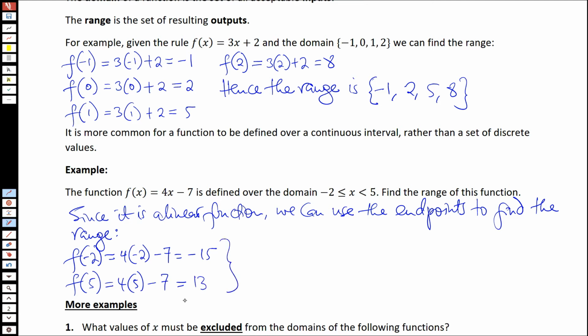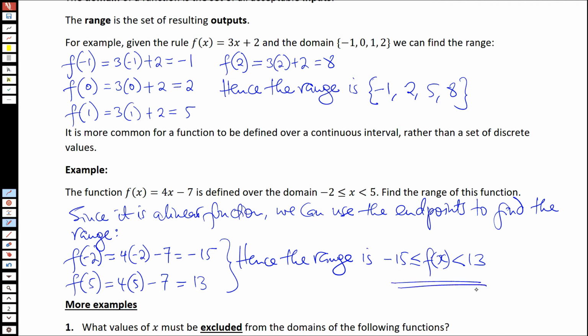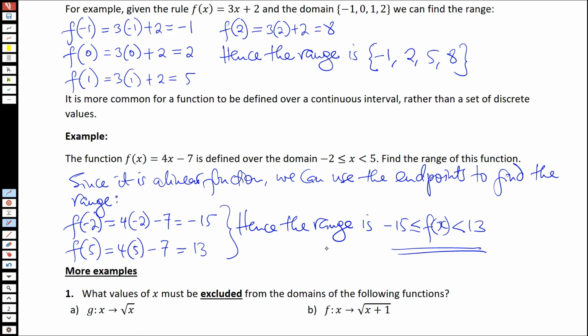So basically, the range will be negative 15, and that's inclusive. And these are the outputs up to 13, which is not inclusive from this domain here. And that will be our range.